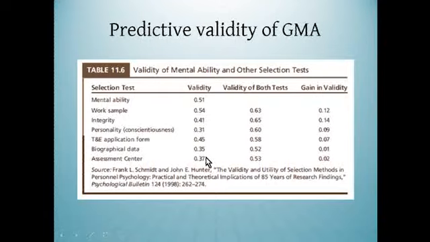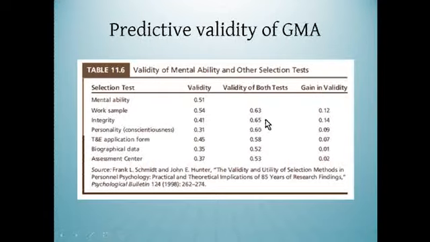Now the cool thing is, class, that if you combine these tests with general mental ability, look here in the second column, you get some pretty solid validity coefficients, particularly for testing people's integrity and general mental ability.